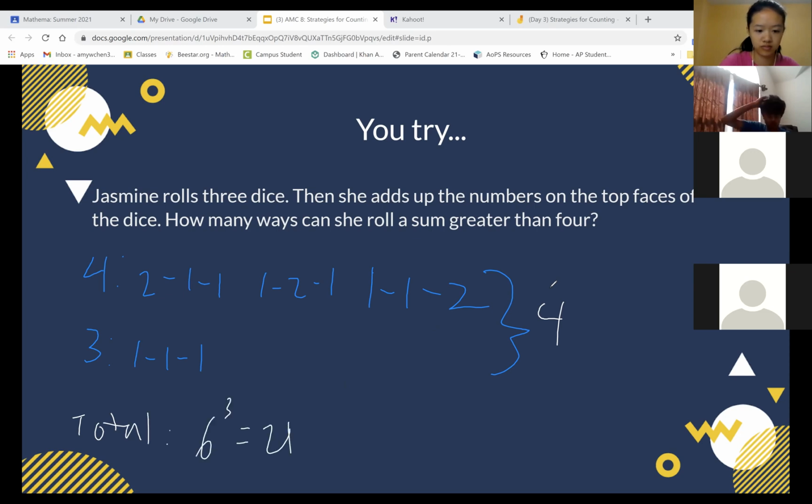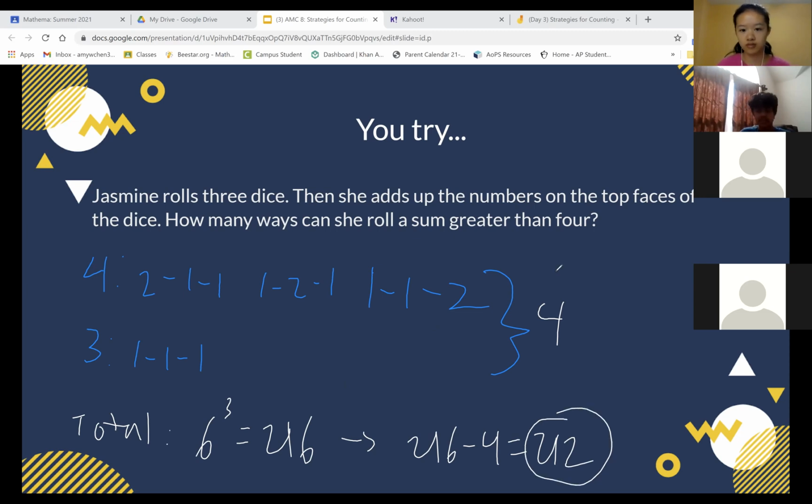Think about the alternative to this. It would be so incredibly tedious if we didn't use complementary counting. We'd have to count total ways to get a sum of 5, then a sum of 6, then a sum of 7, then 8, then 9, then 10, then 11, then 12, then 13, and we probably would get the wrong answer. So yeah, complementary counting really helps.